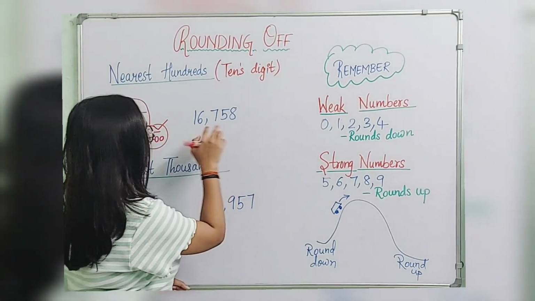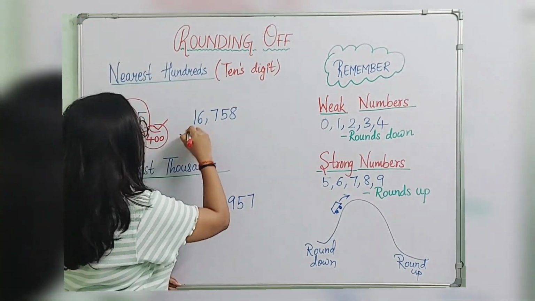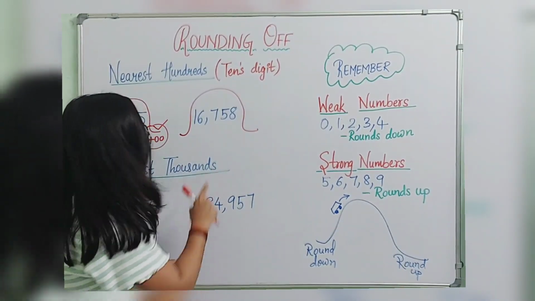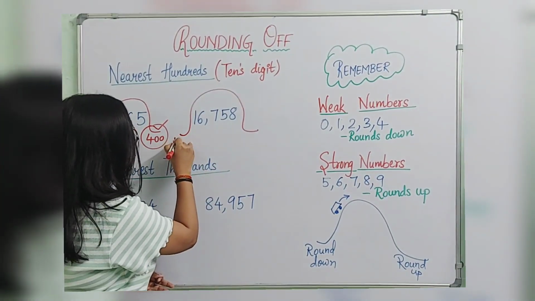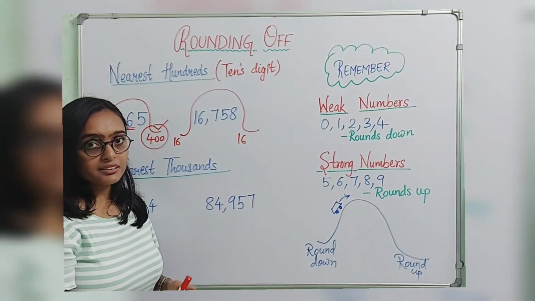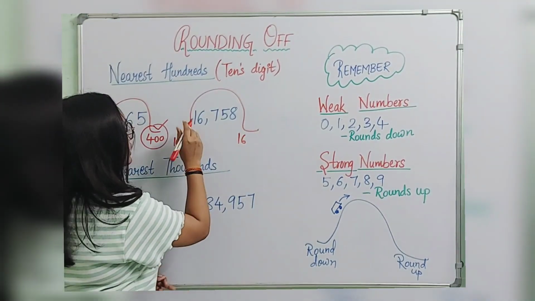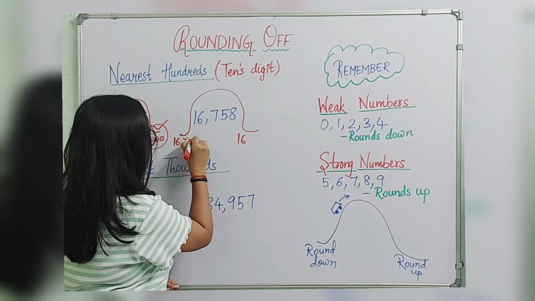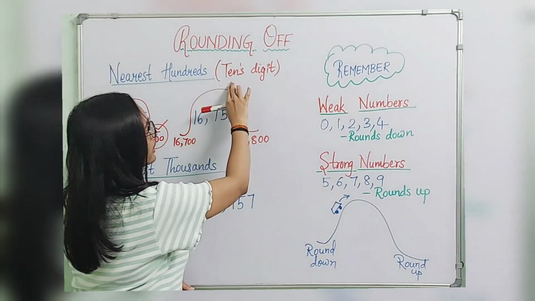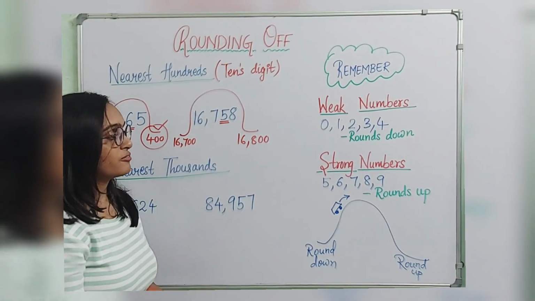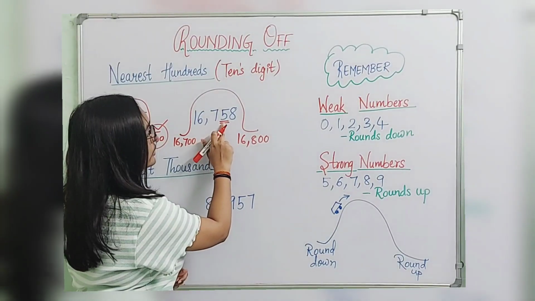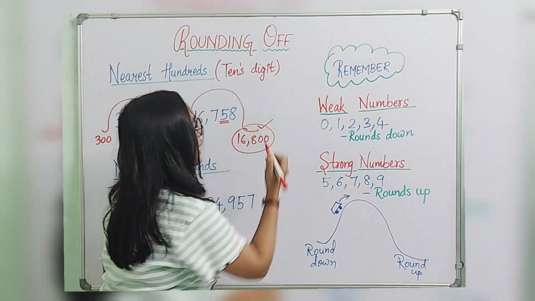Now in this question, 16,758, first I have to find out which two hundreds this given number is between. 16,000 will stay as it is, and 758 is between 700 and 800. So this number is between 16,700 and 16,800. Now I have to round to the hundreds digit, so I will check the digit at the tens place. It is 5. 5 is again a strong number, so it will round up. So 16,758 will be rounded to 16,800.